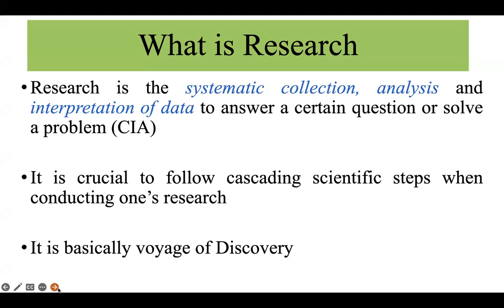The thing is how to conduct the research. You all know that research, different people define in different ways, but I will define it as comprised of three components. One is C, systematic collection, C for collection, I, interpretation of the data, and the A is the analysis. If we do something new, or if we want to do something again, research, re meaning again, search, we have to do some things. So it is crucial to follow the cascading scientific steps when conducting research.